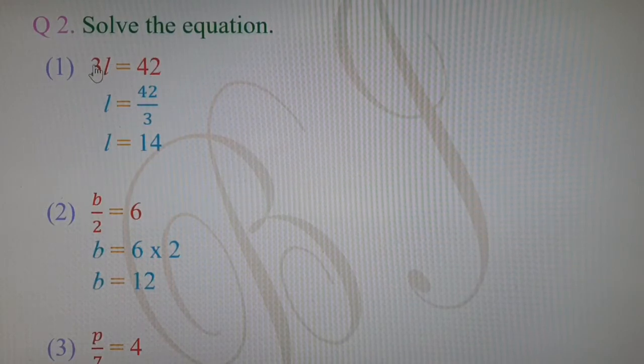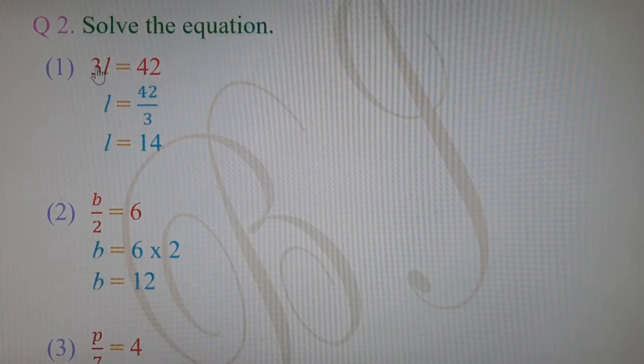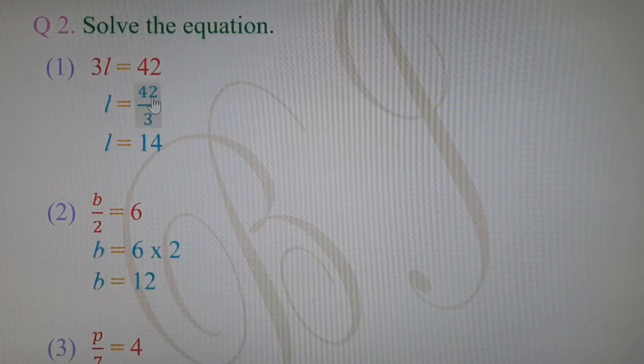So here 3 is on the left hand side of L, and that means it is in multiplication because there is no sign between 3 and L. So whenever there is no sign between a number and an alphabet, it is assumed that there is a multiply sign. So here 3 is multiplied with L, hence we get 3L. So when 3 is transferred from left hand side to right hand side, 3 will go in division, because the opposite rule of multiplication is division when we are using the transpose rule. So multiply 3 will become divide 3. So 42 divided by 3 or 42 upon 3. Hence we can solve this.